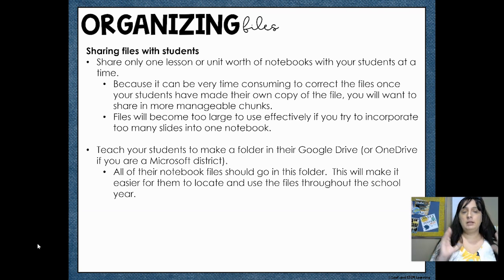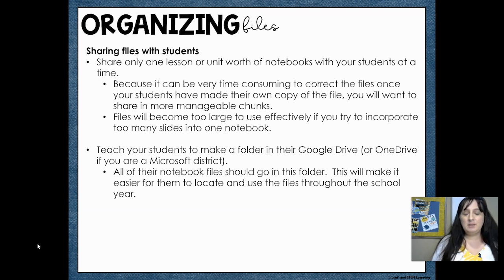So you want to release the files in either unit or lesson size chunks. For example, I always think of math and science because that's what I teach. I'm doing my lesson on place value. I might release just the part about comparing and ordering decimals. I'm not necessarily going to release comparing and ordering decimals and rounding and expanded notation out to them all at once. I may just do a piece at a time.